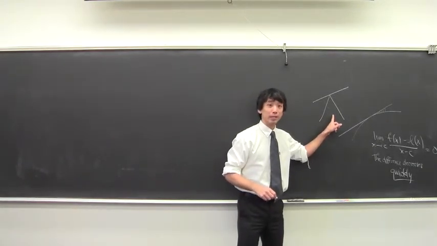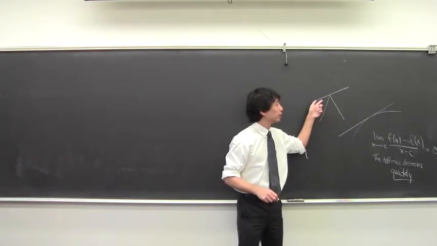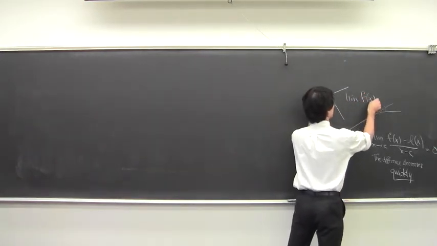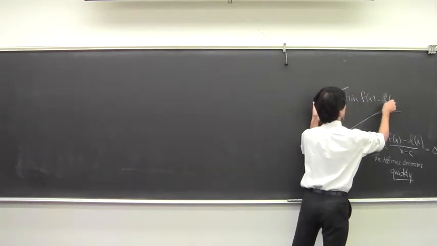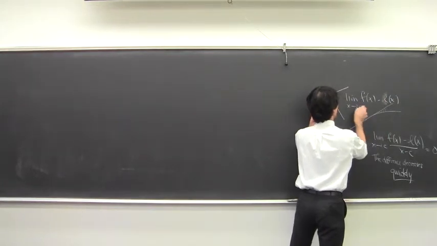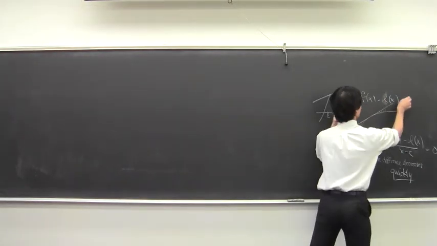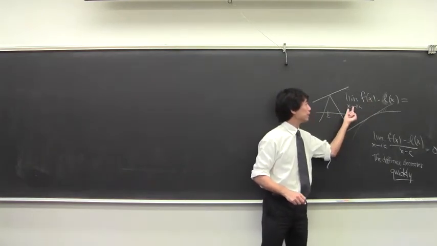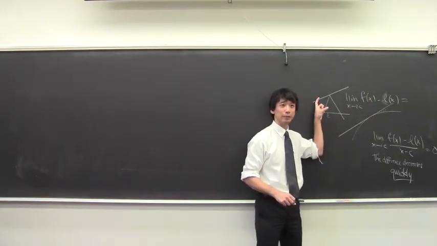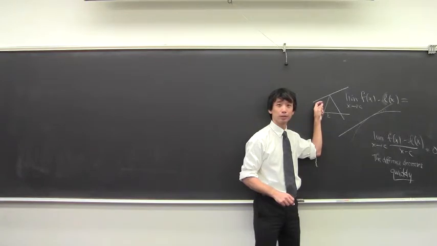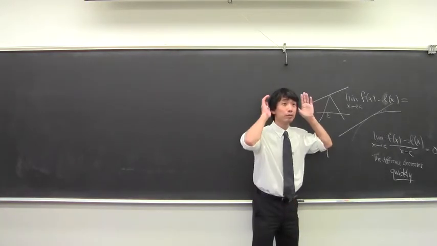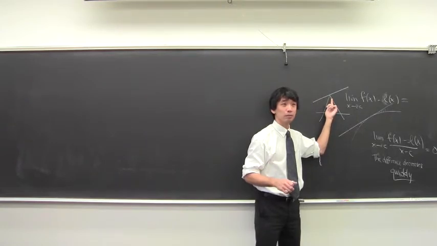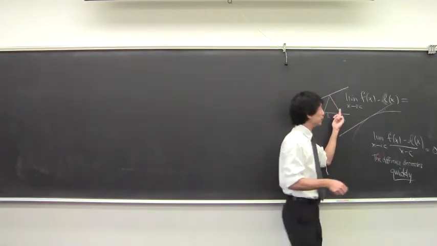Suppose I have a graph like this, and the tangent line. If I look at this, what do I get? I look at the difference as x approaches c. What happens to that difference? You get small. It gets smaller, right? It goes to 0.